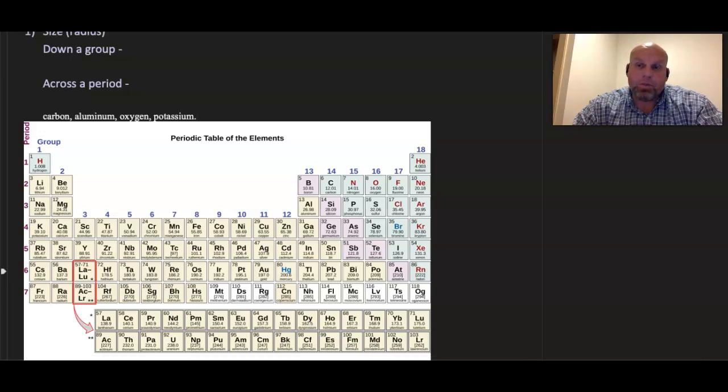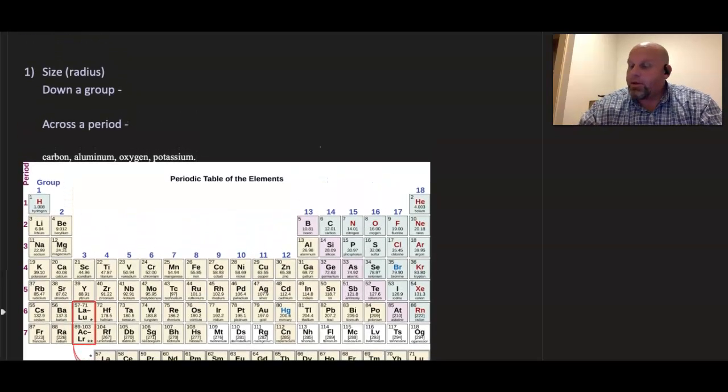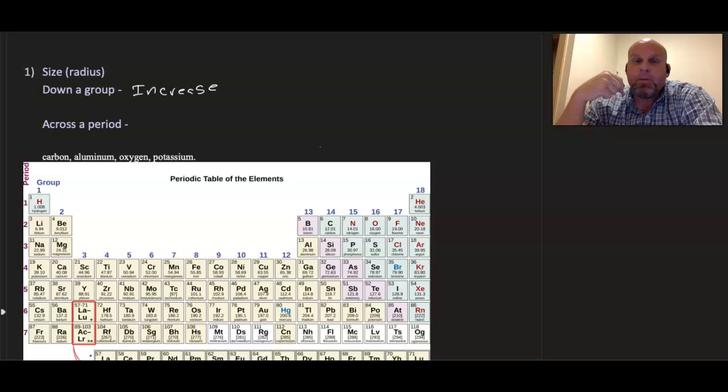And we also know at this point that those energy levels are getting further from the nucleus. So it should be pretty self-explanatory that as I move down a group, atomic size is going to increase. The distance between the nucleus and the outermost valence electron is the definition of atomic size or radius. That will increase as I move down a group because I'm adding energy levels, and those energy levels are getting further from the nucleus.